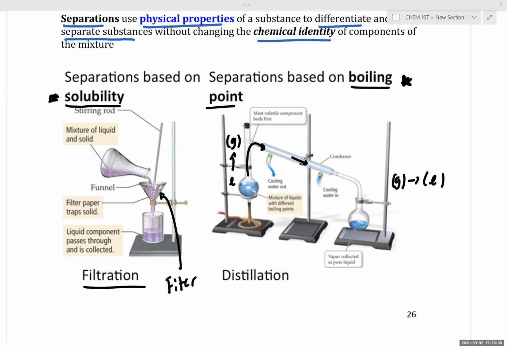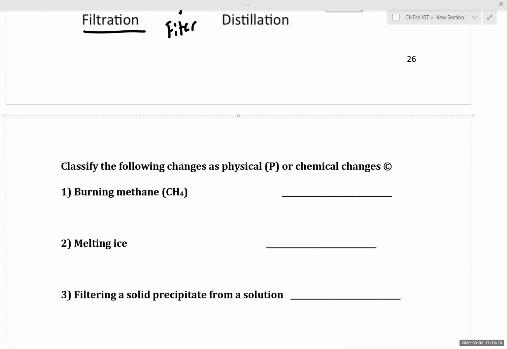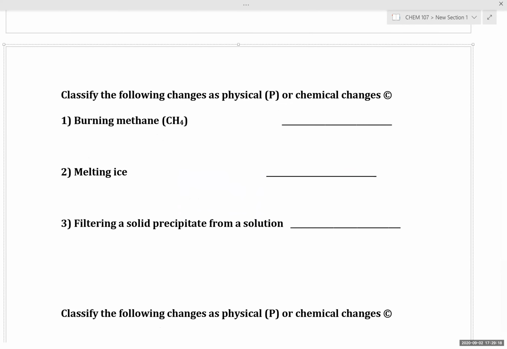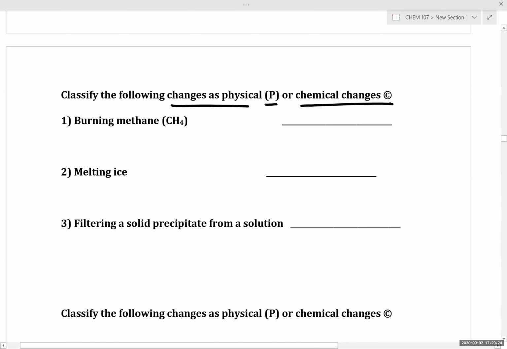So this is just a fun little discussion, as we'll actually be using many of these techniques in the laboratory this semester. So let's take a look at a few examples, and we'll classify the following changes as physical or chemical changes. And I'll start off with the first few.